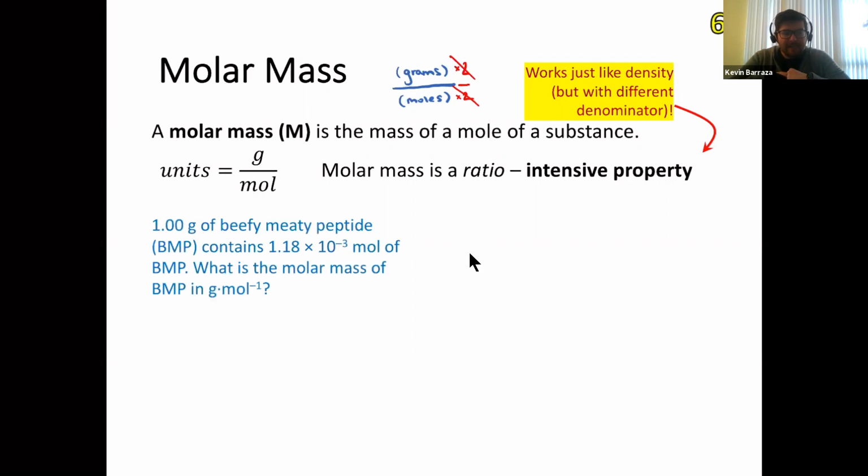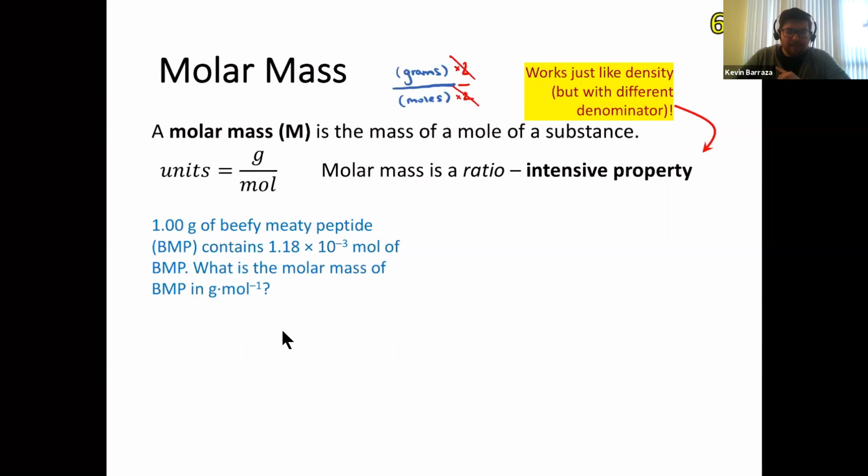So I have an example here. 1.00 gram of beefy meaty peptide, BMP, contains 1.18 times 10 to the minus 3 moles of BMP. What is the molar mass of BMP in grams per mole? And remember that the -1 is the same thing as the slash mark. So this is the same as saying gram/mole.